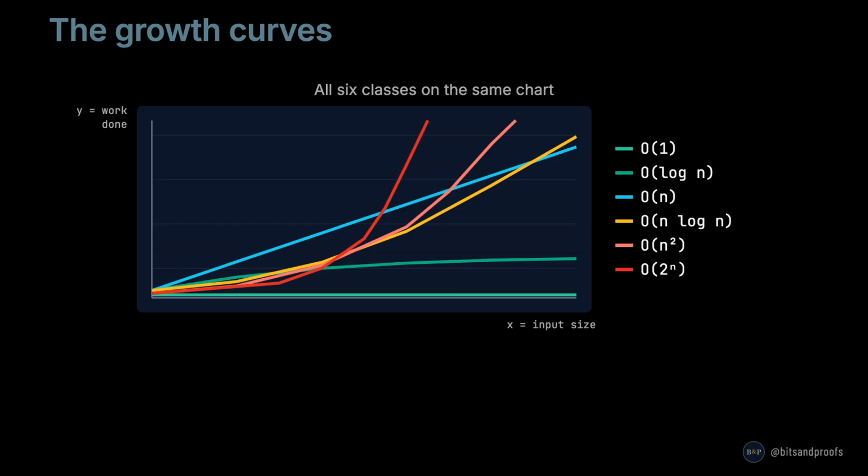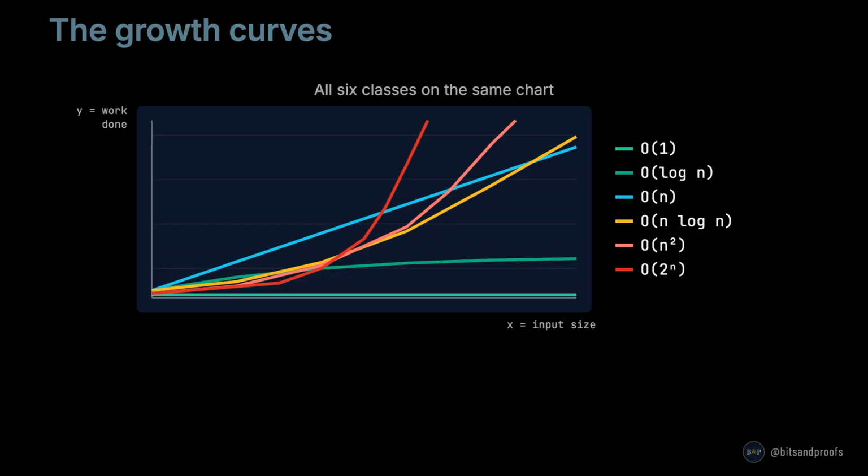The growth curves, all 6 classes on the same chart. The x-axis is the input size n. The y-axis is the work done. O of 1 stays perfectly flat at the bottom. O of log n grows so slowly, it's almost flat too. O of n is a straight line, growing linearly. O of n log n curves up gently, a sortable scale. O of n squared bends sharply upward. You can see the trouble coming.